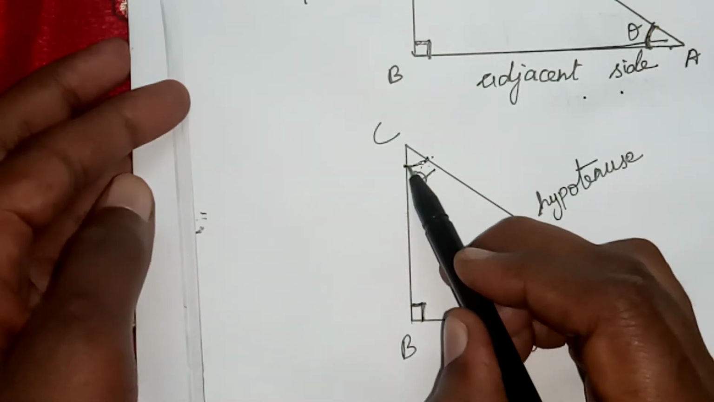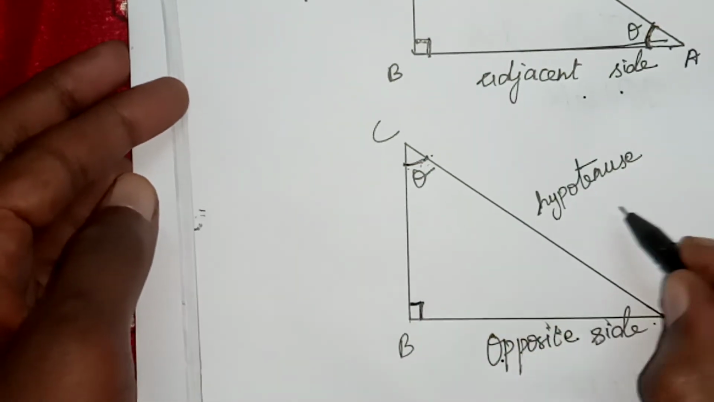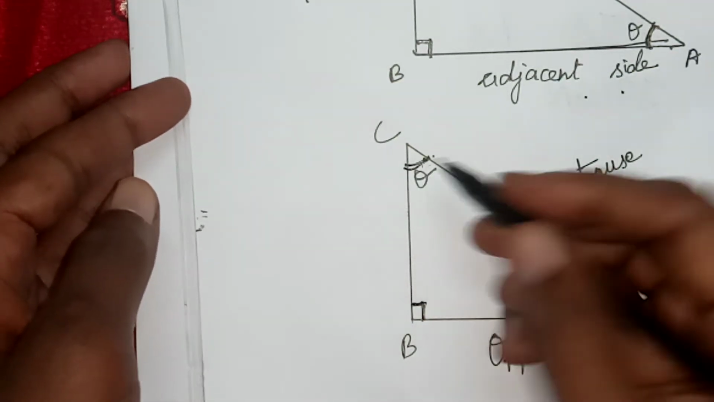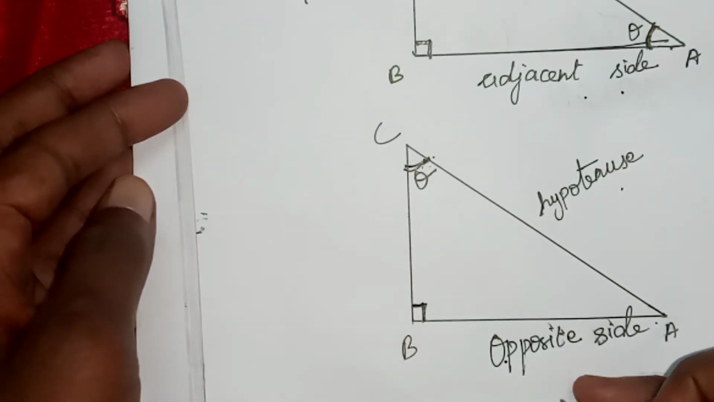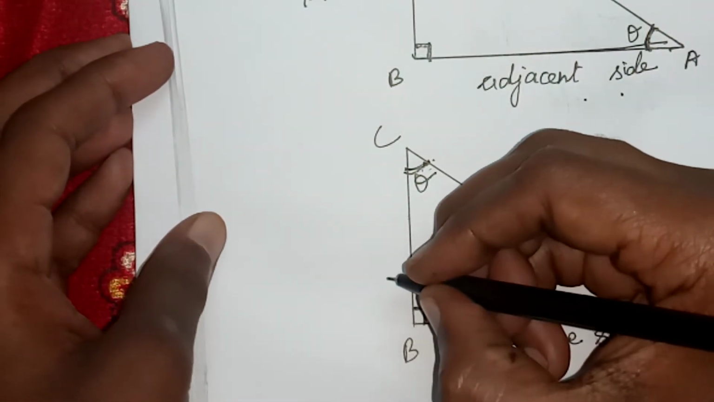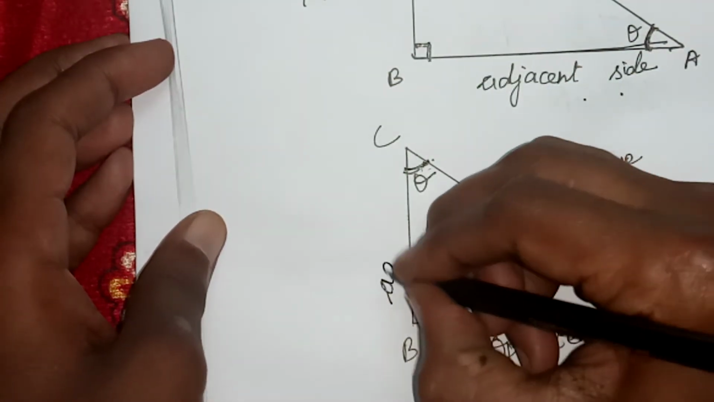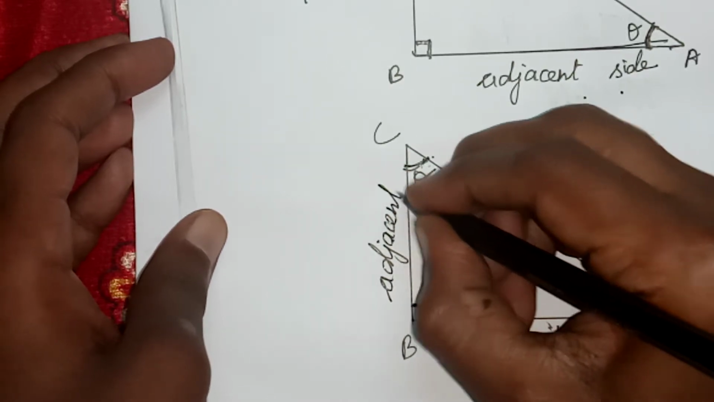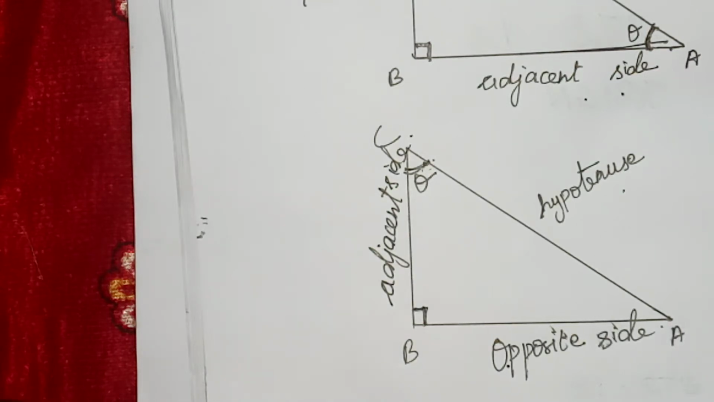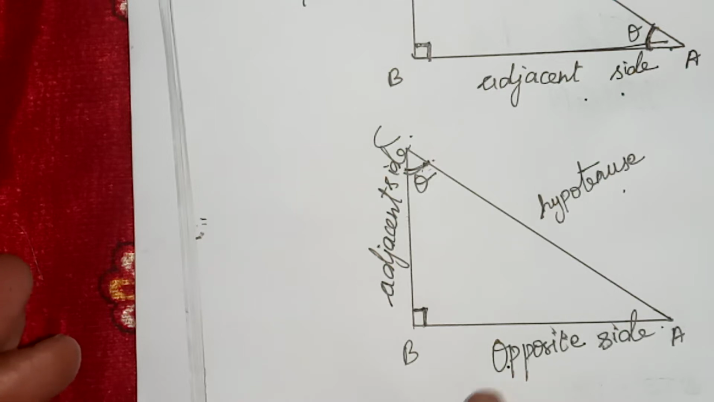Next, the side nearest to theta other than the hypotenuse. First you have to mark the hypotenuse. Next, the opposite side of theta is called the opposite side. Next, the side nearest to theta other than the hypotenuse is called the adjacent side. Is this clear? Hypotenuse, opposite side, adjacent side. Can you understand this?